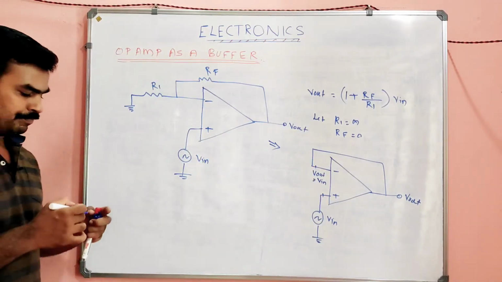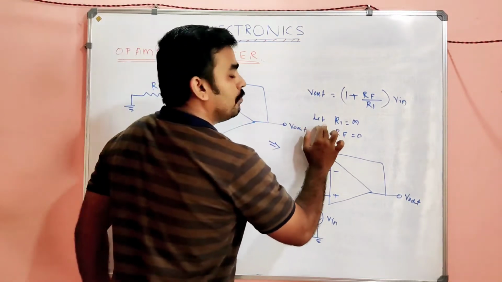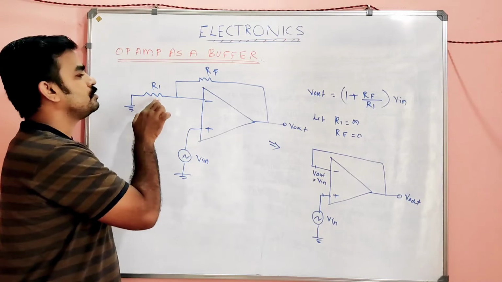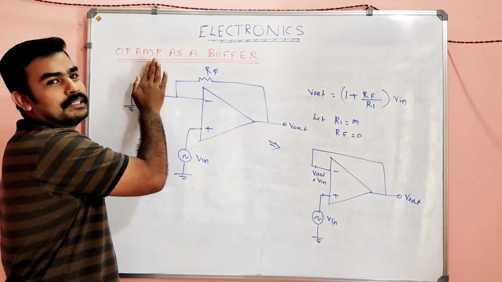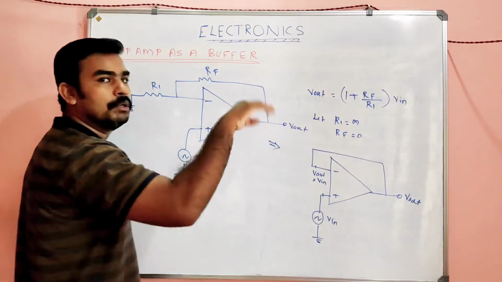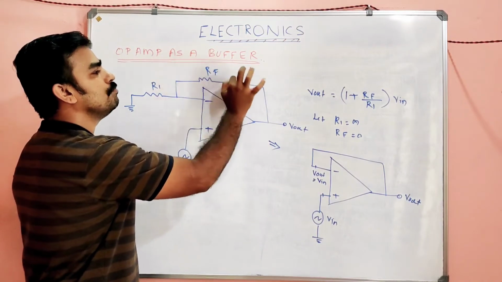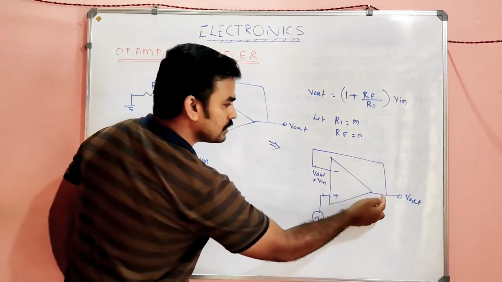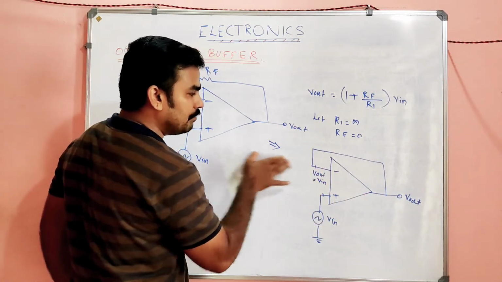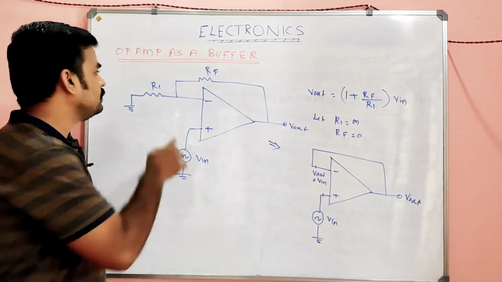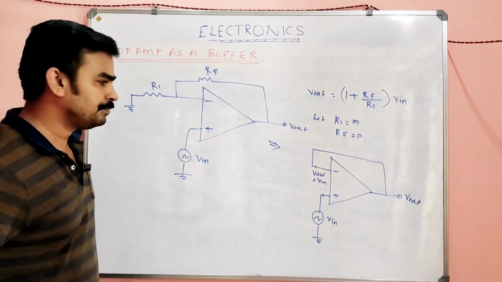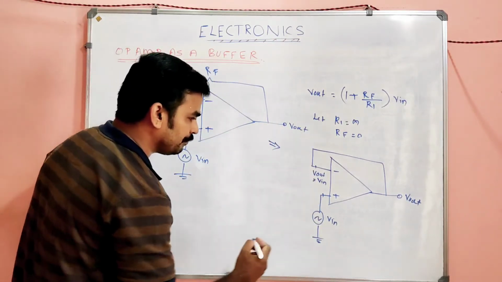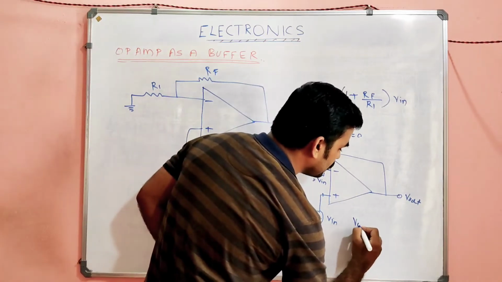I will explain that. If I make R1 equal to infinity, R1 equal to infinity means what, my dear? It is an open circuit. And I make RF equal to 0, which means it is simply short circuited. So the circuit will become like this, because it is simply short circuited and there will not be any input impedance. That means Ri will not be there. Then what will be the change in the output voltage equation?